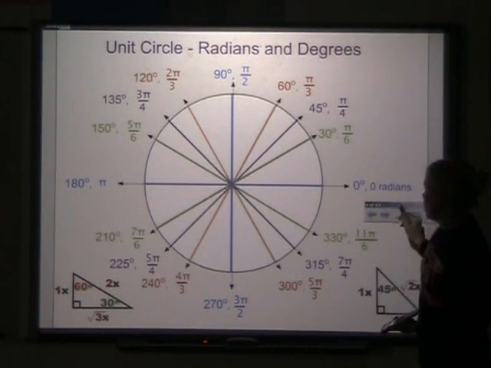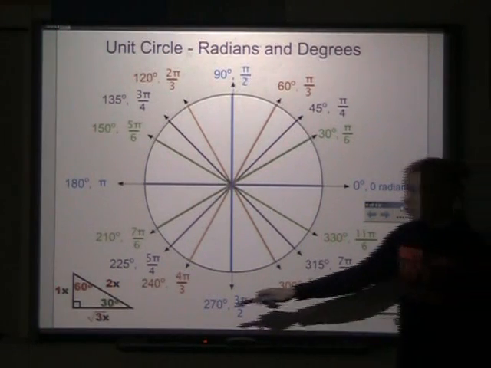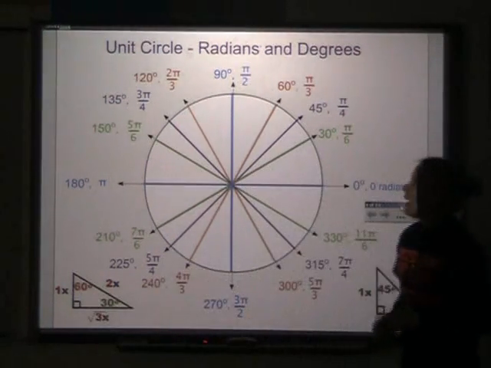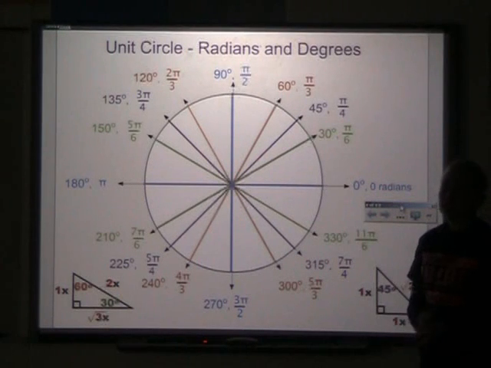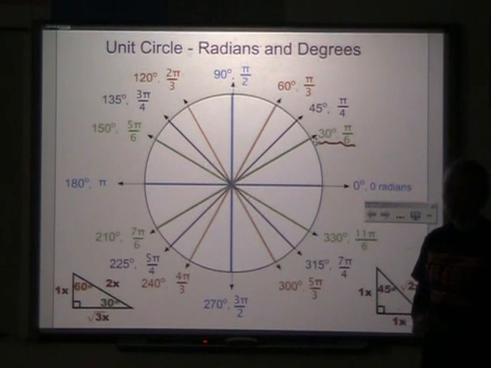Now, the unit circle. In chapter 5, we learned to use our special triangles and be able to find all the trig values. Now we're going to do the same thing, but in radians. Here are some keys that would make it very easy, conversions to memorize. Okay, 30 and pi over 6.